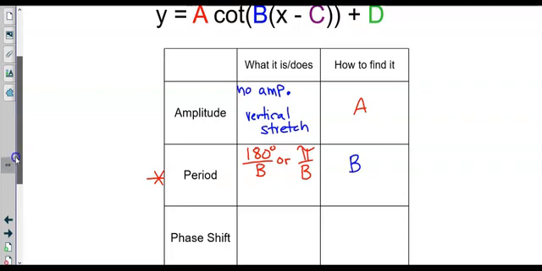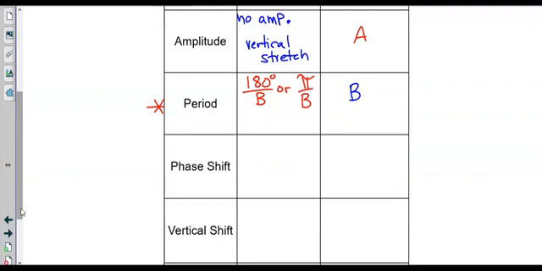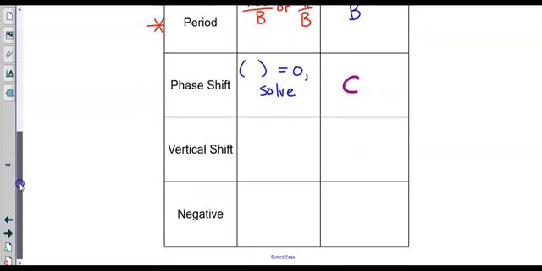Phase shift, same thing. Set your parentheses equal to 0 and solve. That's nothing new. You're going to find that at your C value. And then your vertical shift is at your D value. That's your up-down.